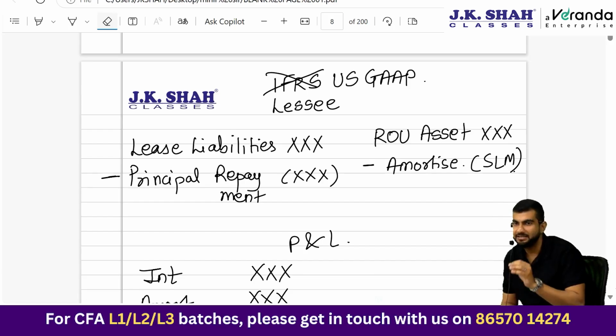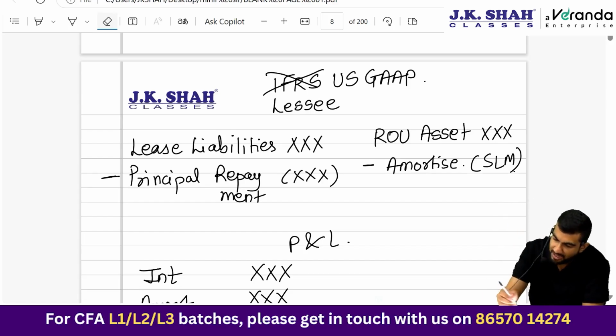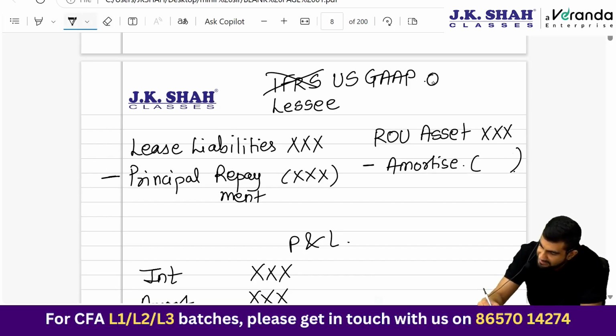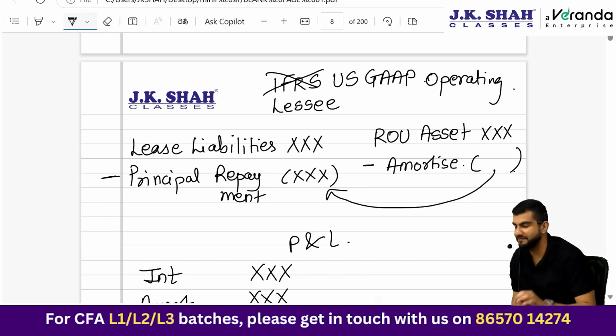of lessee, there were a few differences. Please be very careful when I discuss this. Amortization here will not happen on a straight line basis. I am talking about US GAAP operating lease in the books of lessee. The amortization will happen in the same amount as the principal repayment every year.